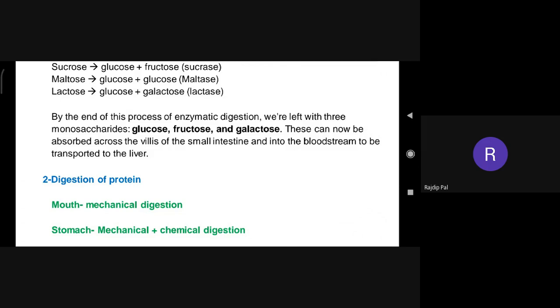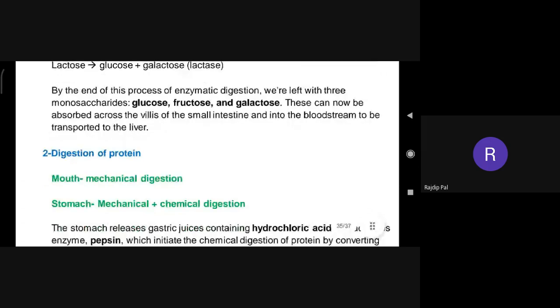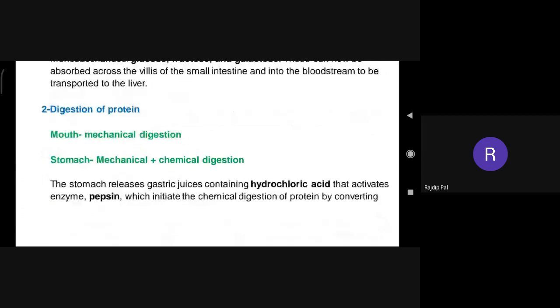Okay, this is the complete process of carbohydrate digestion. Now, next is protein digestion. At first, protein digestion takes place as mechanical digestion at the mouth. Then the stomach, mechanical plus chemical.